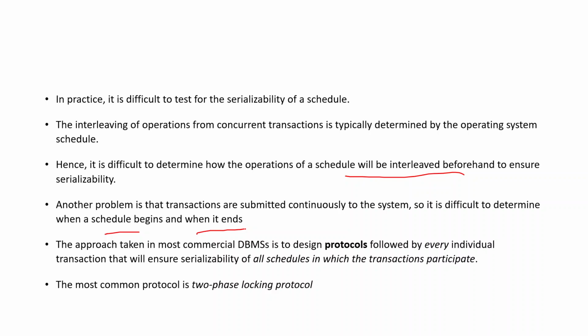So the approach taken by most commercial database management systems is to design protocols, which are followed by every individual transaction, that will ensure serializability of all schedules in which the transaction participates. Okay, some sort of rules have to be framed, which have to be followed by all the transactions in order to ensure serializability of all schedules. And a commonly used protocol is the two-phase locking protocol, which we will look at next.